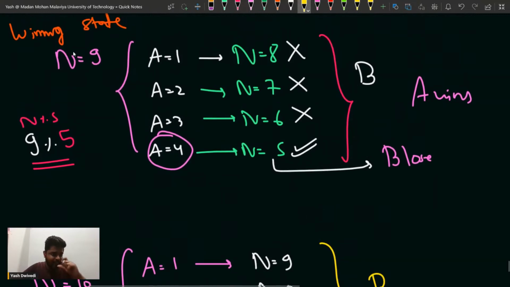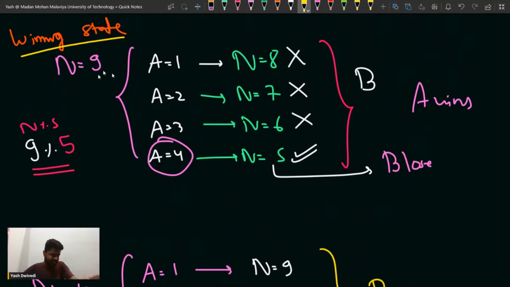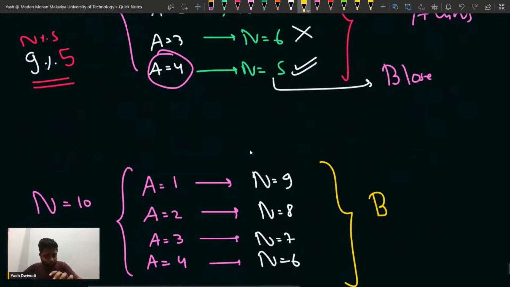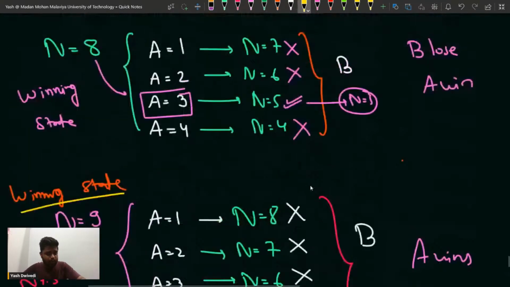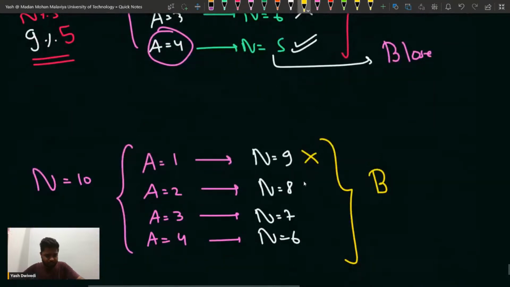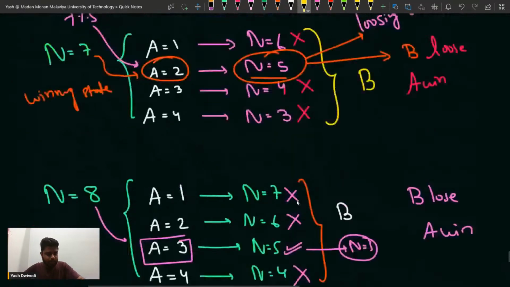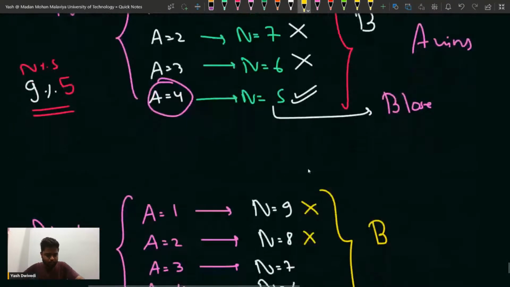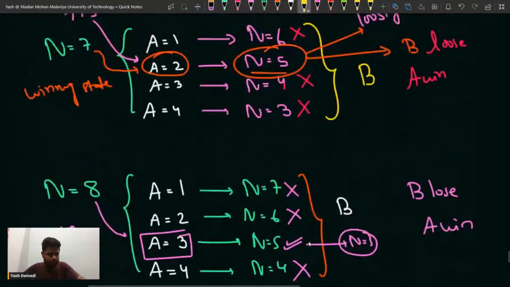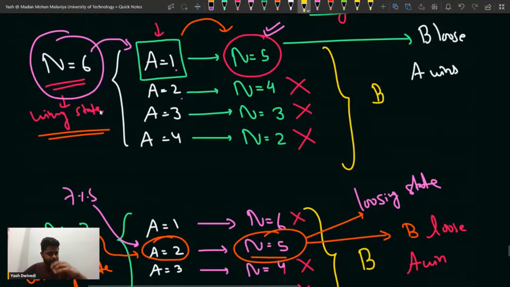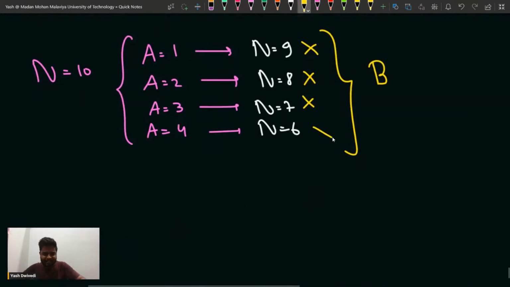We have already determined that if A starts and A gets 9, A is going to win. If B gets 9, B is also going to win, so I don't want to give 9 to B. Do I want to give 8 to B? No, because if B gets 8, he's also going to win. Do I want to give 7 to B? No. Do I want to give 6 to B? No, because 6 is also a winning state. A player who gets 6 will also win. So in that case, I can say that A will always lose.